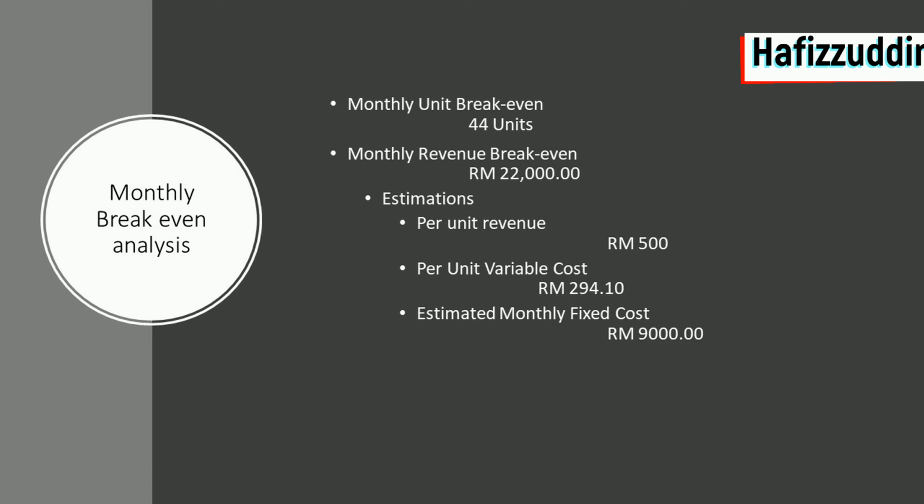These values are calculated with the following estimations. We have a per unit revenue of 500 ringgit, per unit variable cost of 294 ringgit and 10 cents, and an estimated monthly fixed cost of 9,000 ringgit.